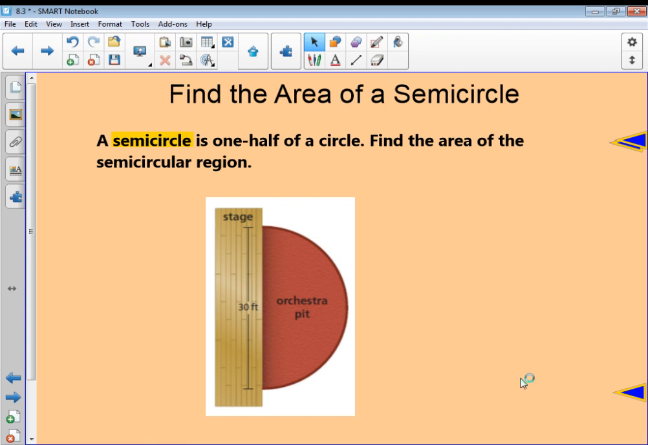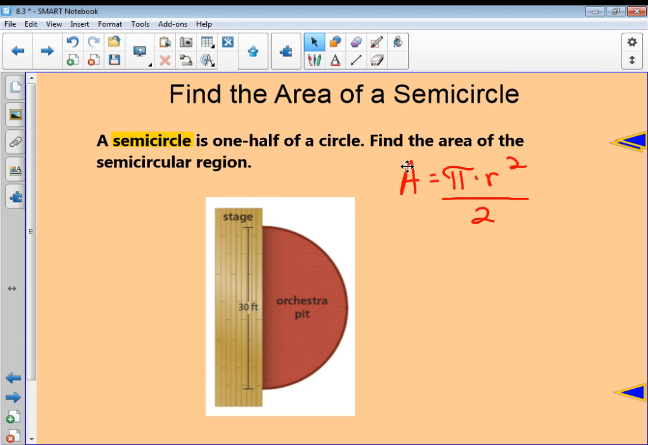Okay, in this part of the lesson, we're going to be working with finding the area of a semicircle. Just as a review, a semicircle is half of a circle. In order to find that, we are going to find the area as if we have a whole circle, and then we're going to divide that by 2. So review really quick, our formula for finding the area of a circle is pi times radius squared, and then we're going to divide that by 2. So remember, we need the radius, not the diameter.